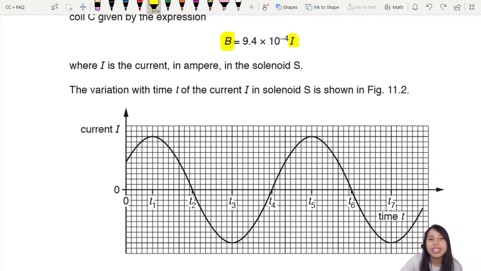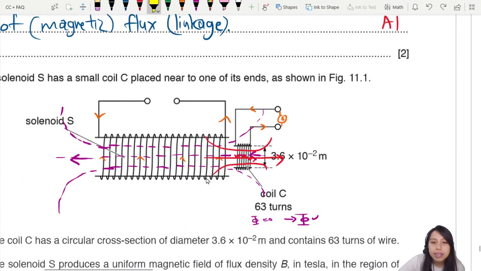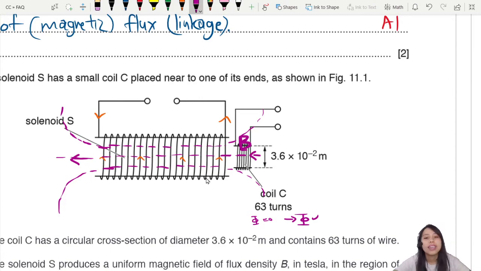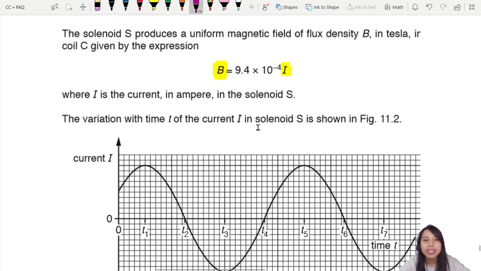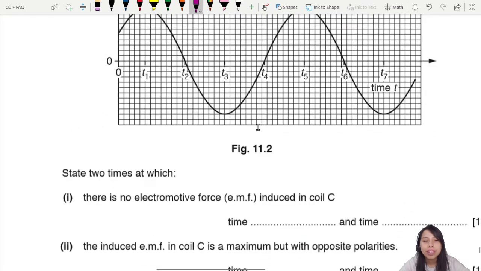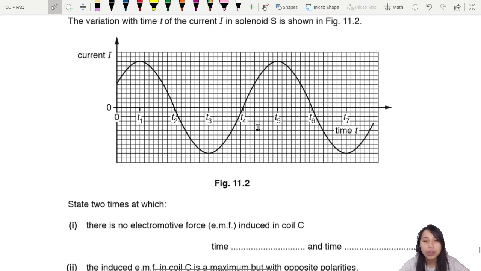Now reminder, what is B again? Let's go back to this one. B is defined as the magnetic flux density in the coil C. So I'm going to clear up the diagram a bit. B is right there. Okay, I think we are good to go. So what are we supposed to do with this thing? State 2 times where there is no electromotive force induced in coil C.